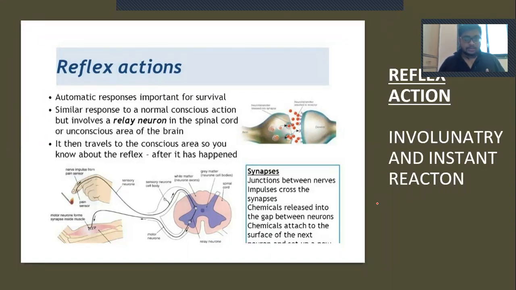How does this happen? This action is called reflex action. The automatic responses that are important for our survival are given by the spinal cord itself. Okay, the information is being accessed by the spinal cord, not the brain.